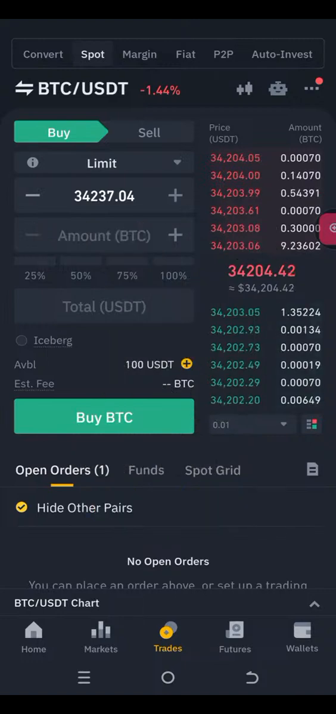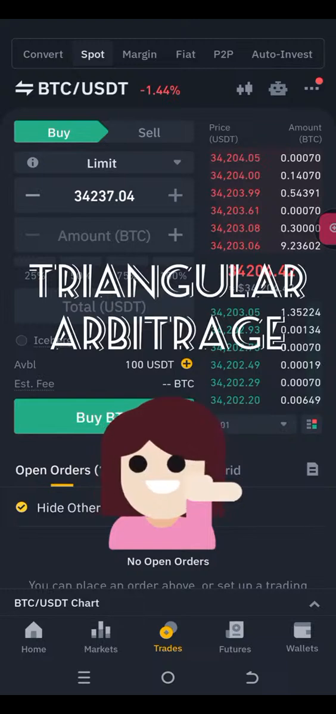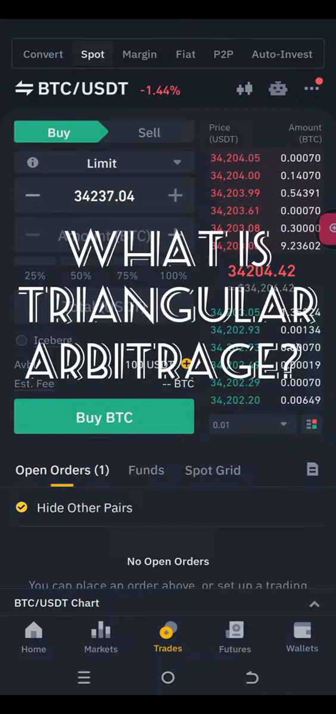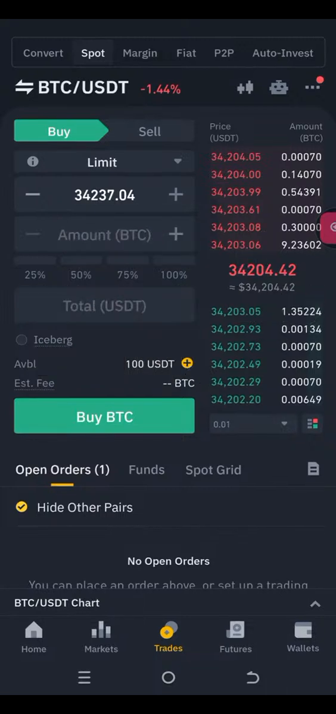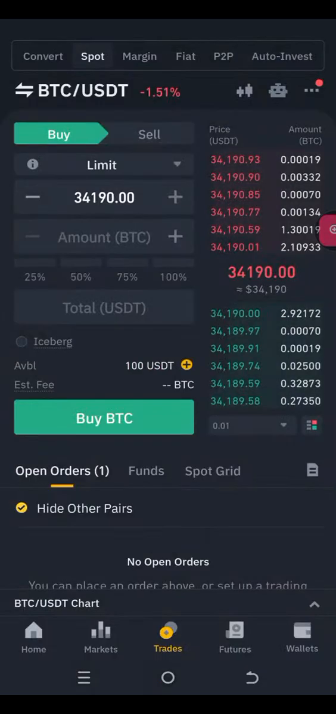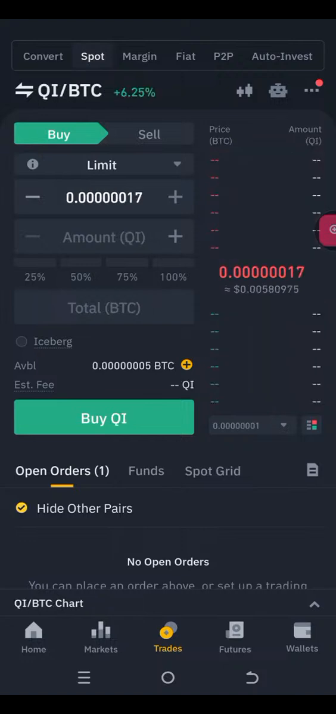Okay, so let's start with triangular arbitrage. We're currently on BTC USDT. Now, the starting point is, what is triangular arbitrage? I'm going to choose one of the coins here as an example to demonstrate it. Triangular arbitrage just means you're taking advantage of the disruptions in the market, the imbalances, and you're profiting from it. It's more like you're looking for bargains and making profit off of the little imbalances in the market.